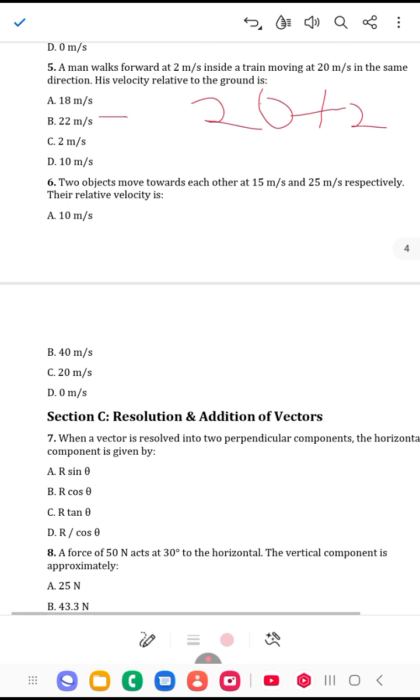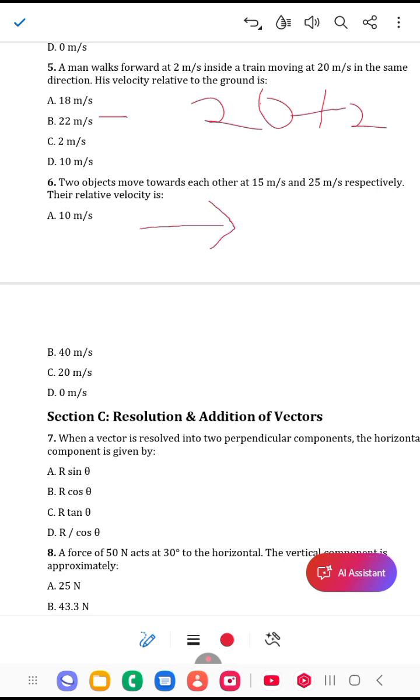Two objects move towards each other at 15 meters per second and 25 meters per second respectively. Their relative velocity will be what? So one is moving like this and the other one is moving like this. So 15 meters per second, so we have 15 and then we have 25. Now the relative velocity between them will be 15 minus 25, and 15 minus 25 is 10.